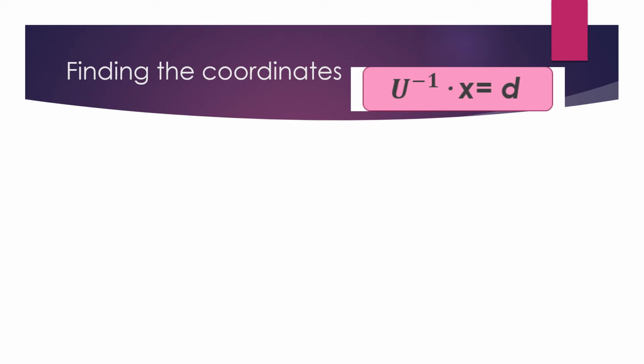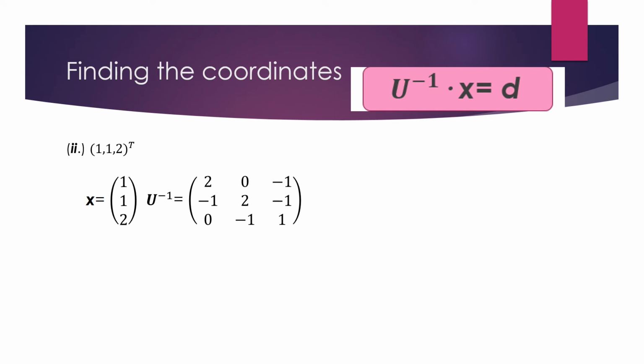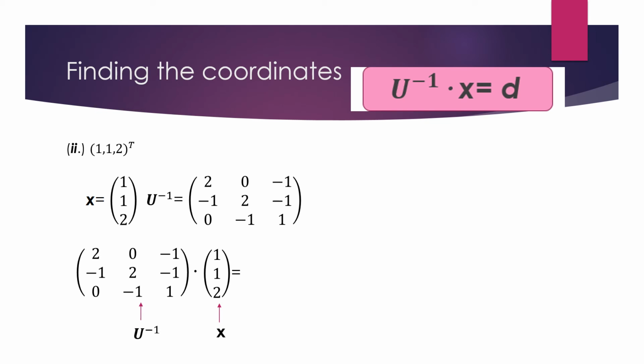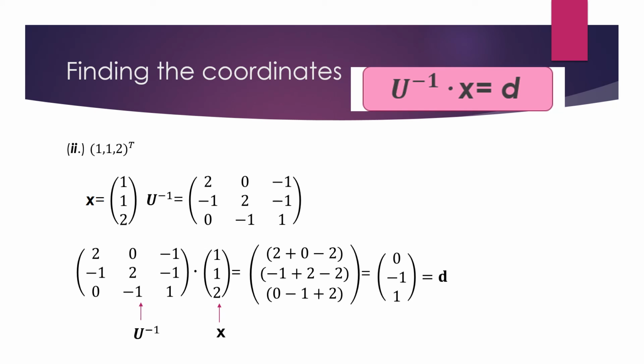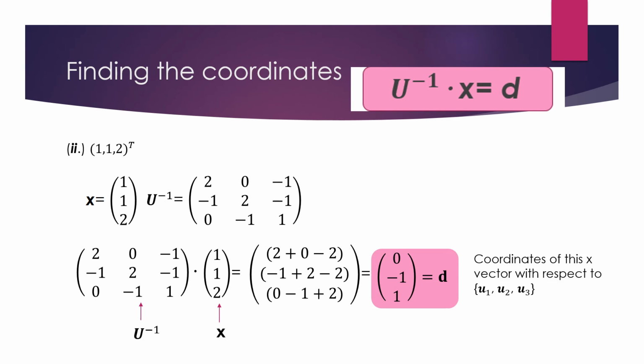Now for our second vector, we repeat the same thing. Our vector is [1, 1, 2] transpose. We name it x, and we have our U inverse. We do the same thing of substituting them into our equation. We multiply our matrix and get our coordinates [0, negative 1, 1]. These are the coordinates of our x with respect to U1, U2, U3.